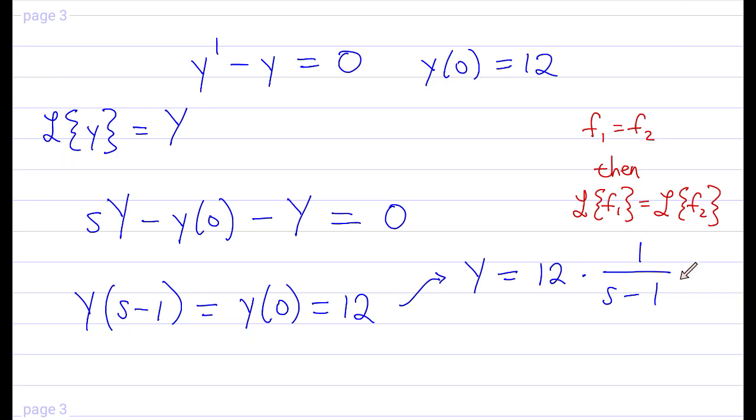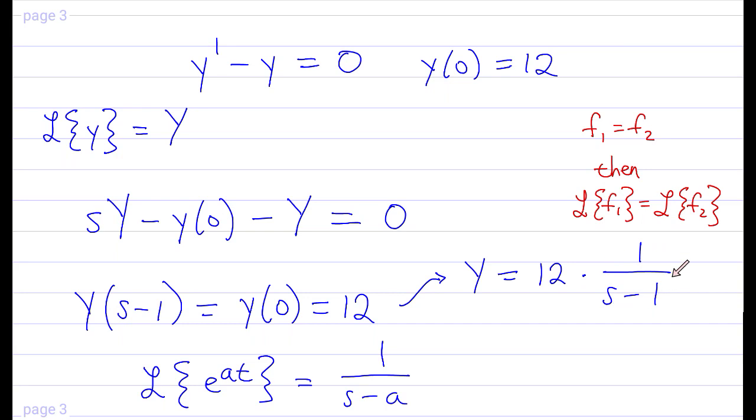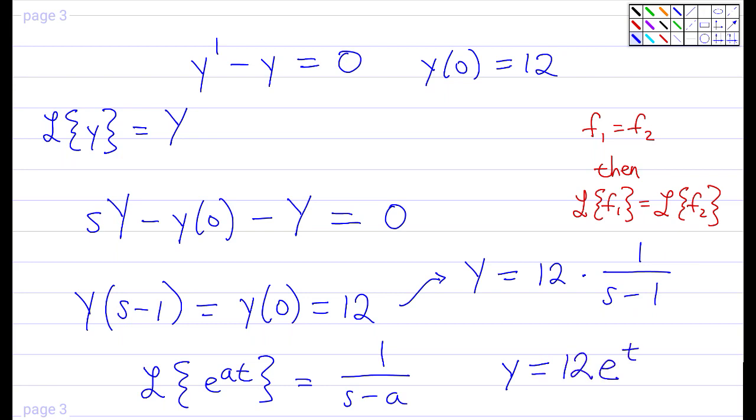We're actually almost done. If you recall a previous video, we determined that the Laplace transform of e to the at equals 1 over s minus a. And looking at this, I'm thinking, wait, I know the function that gives me this Laplace transform. I can write down little y just by looking at it. Little y must be 12 times e to the t. That's my answer, and that's the same answer that we got before.